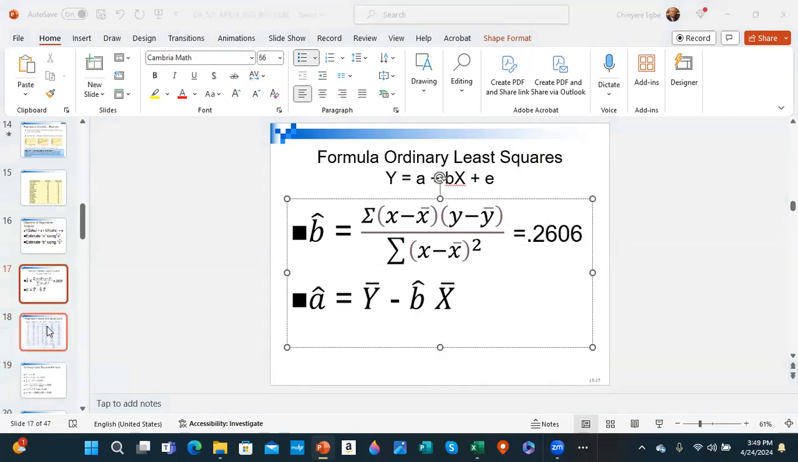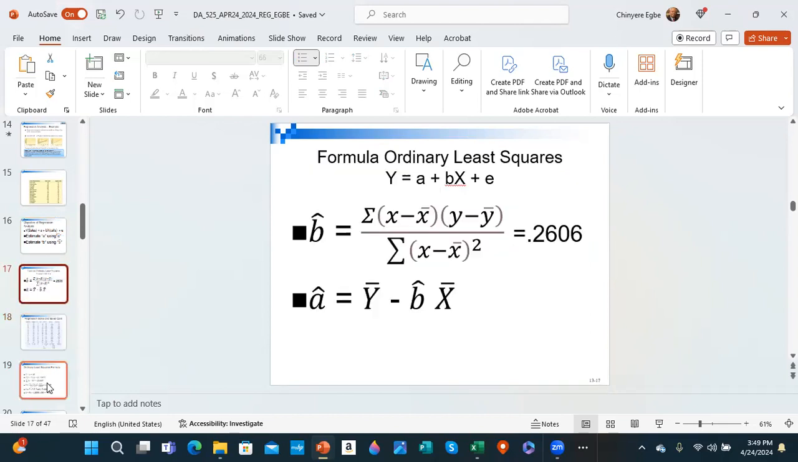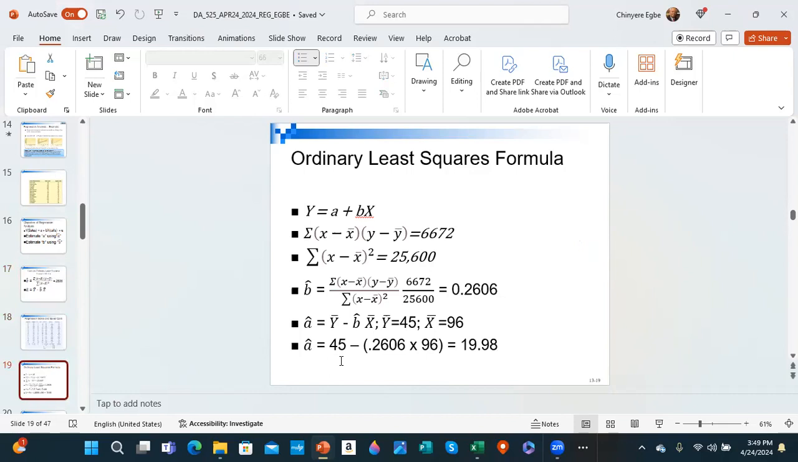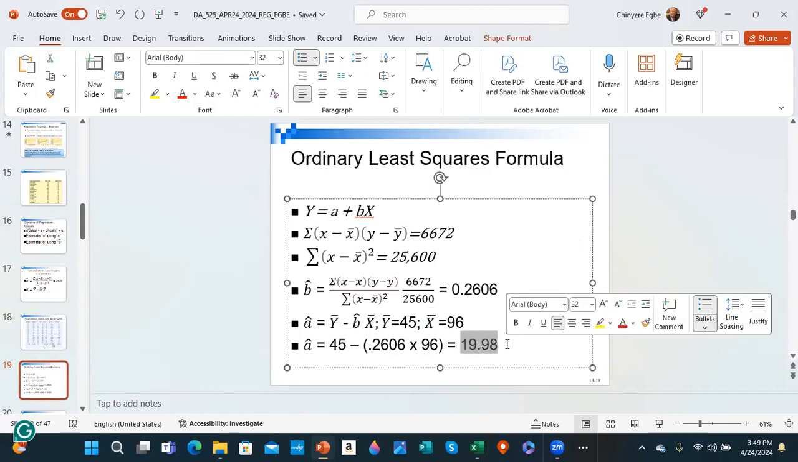And then over here, we estimate a hat to be 19.98. So we estimate a hat to be, as you can see, a hat is y bar minus b hat times x bar, and y bar is 45, x bar is 96, and so a hat is 45 minus 0.2606 times 96, which is 19.98.